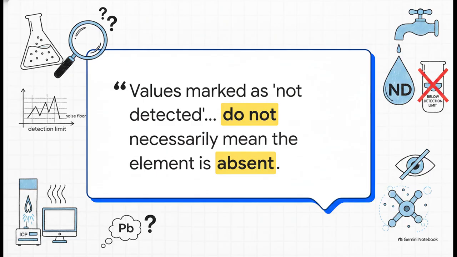Look, if your report says ND, or below detection limit, it is so incredibly easy to celebrate and say, awesome, there is 0 lead in this water. But that's false. Not detected simply means the element couldn't be reliably distinguished from the background noise of the instrument under that specific method sensitivity. Bottom line, it just means the instrument couldn't see it. It absolutely does not mean it's not there.